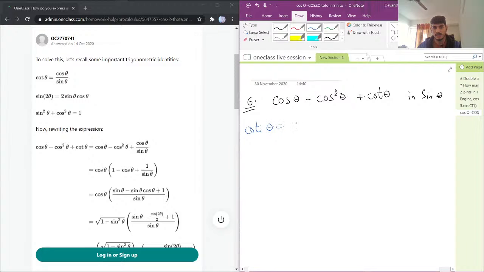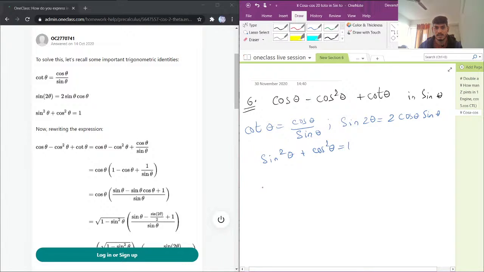Cotangent of theta is cosine of theta over sine of theta, then sine 2 theta is 2 times cosine theta sine theta, then we have sine square theta plus cosine square theta equals 1.